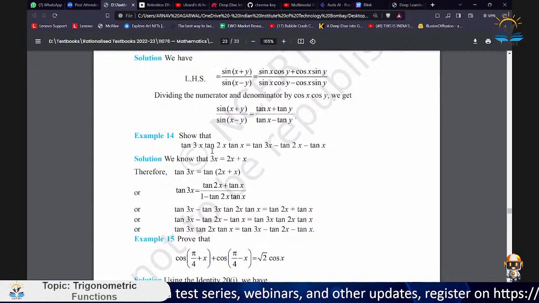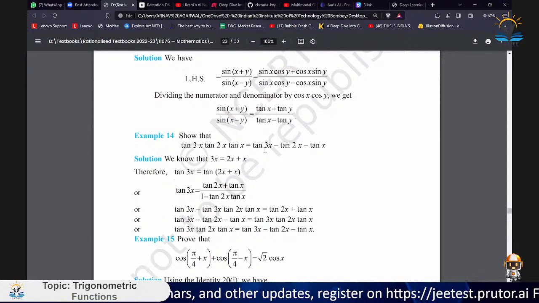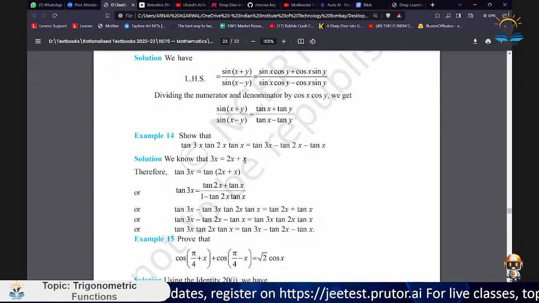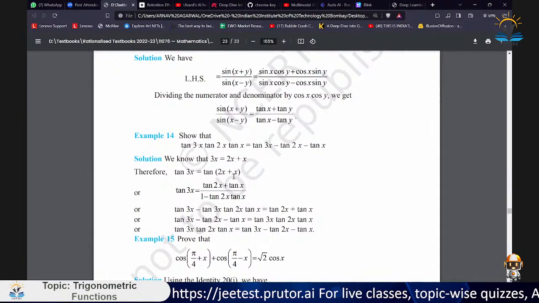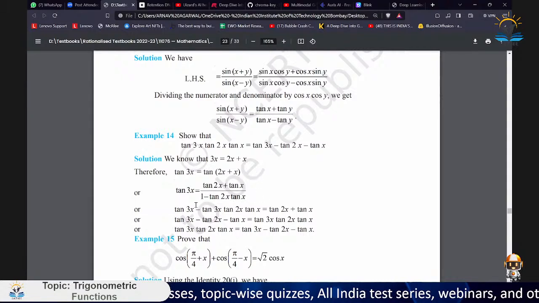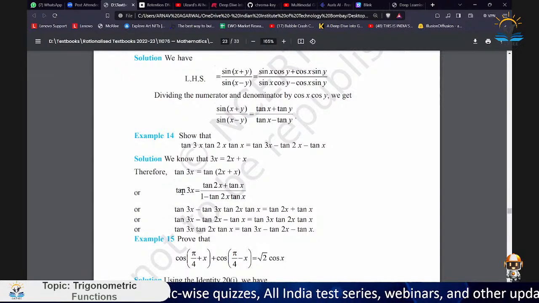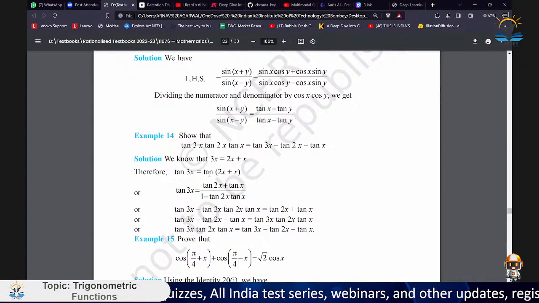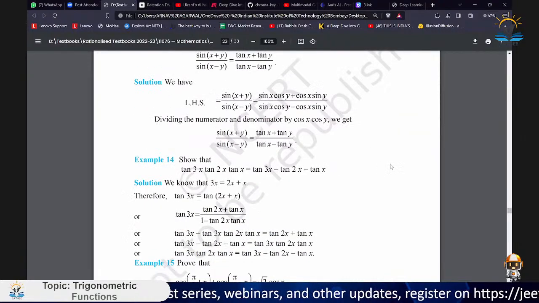Let's say tan 3x tan 2x tan x. This is nothing but tan 3x minus tan 2x minus tan x. Okay. How can we prove that? We know 3x is equal to 2x plus x. When we take tan on both the sides, we get tan 3x is equal to tan of 2x plus x. And hence tan 3x is equal to tan 2x plus tan x upon 1 minus tan 2x tan x. So what we did is we used the tan x plus y formula.